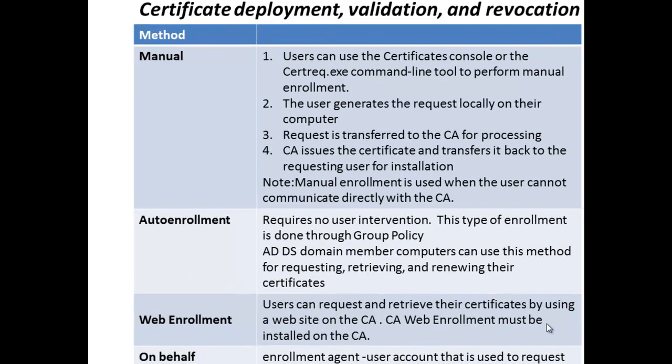A second method of enrollment is auto-enrollment. As the name suggests, this method requires no user intervention. This type of enrollment is done using group policy. Active Directory domain services must be employed in this method because the computer or the user has to be a domain member. This method can be used for requesting, retrieving, and renewing certificates for domain members.